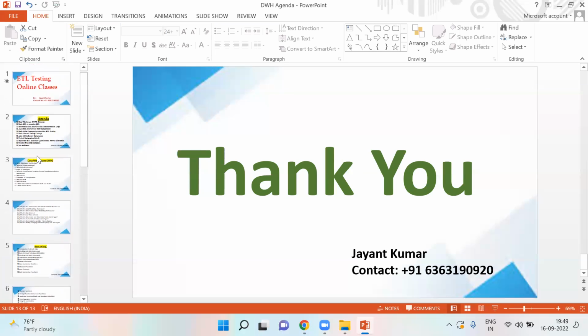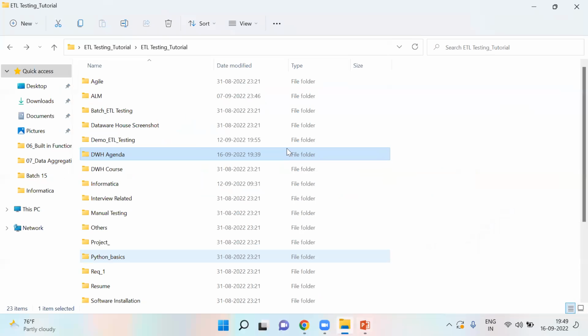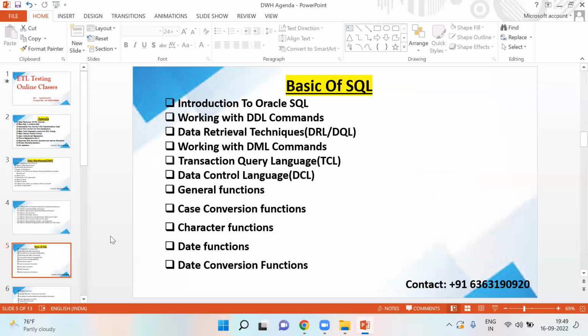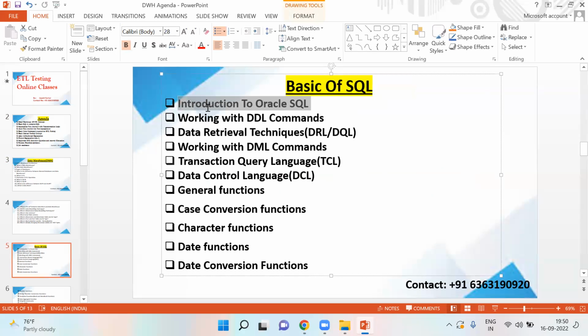So this is how we have the ETL testing syllabus. And moreover, we are going to start with the SQL part first. Introduction to Oracle SQL, we'll start with this. We'll discuss this introduction of SQL for 10-15 minutes. Today there will not be many theoretical classes, we'll discuss this for 15 minutes and then move to Sindhuja.